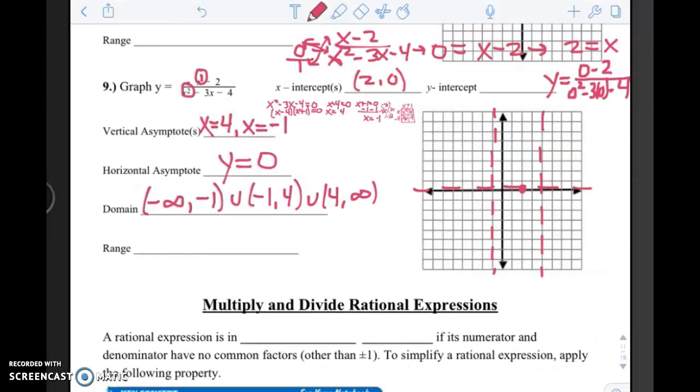We simplify 0 minus 2, which gives you negative 2 in the numerator, and then in the bottom, 0 squared is 0, 3 times 0 is 0, so 0 minus 4 gives you negative 4. Negative divided by negative is a positive, and 2/4 reduces to 1/2. So our y-intercept is (0, 1/2).